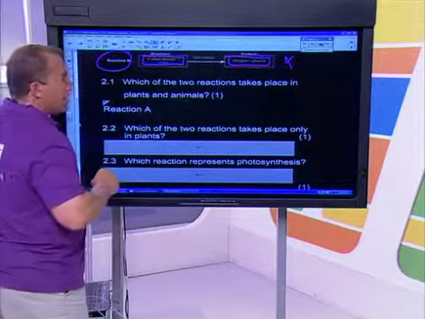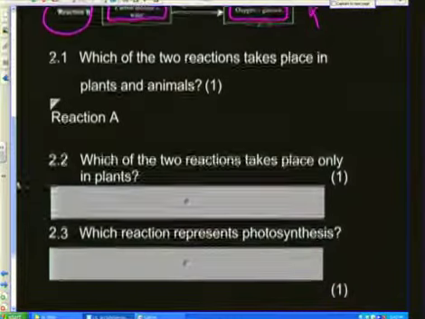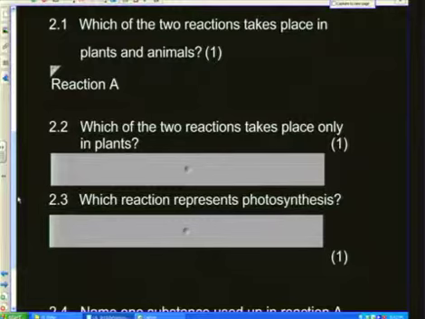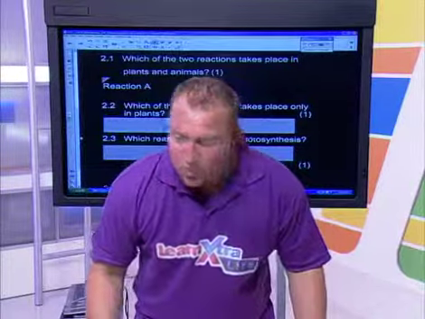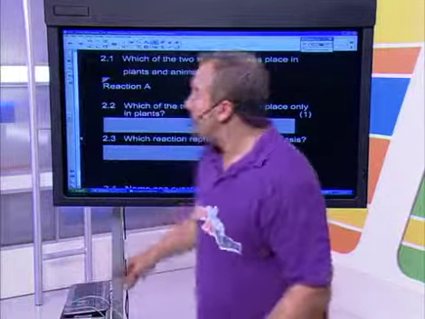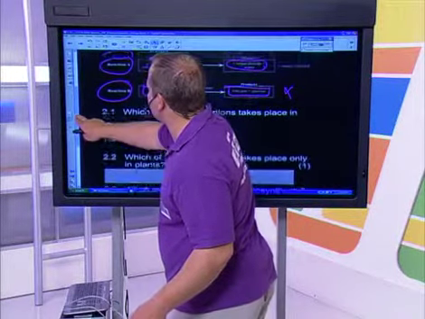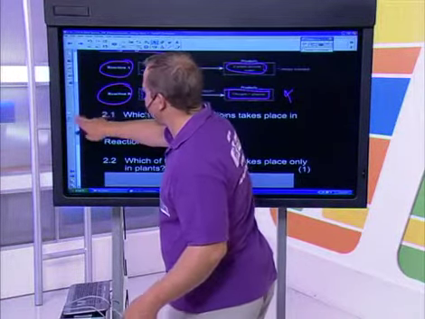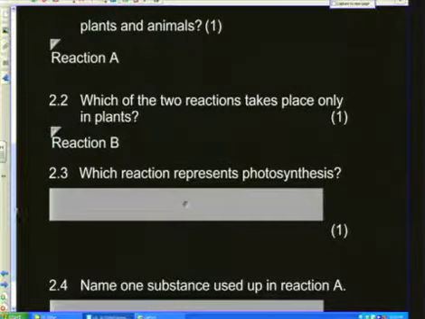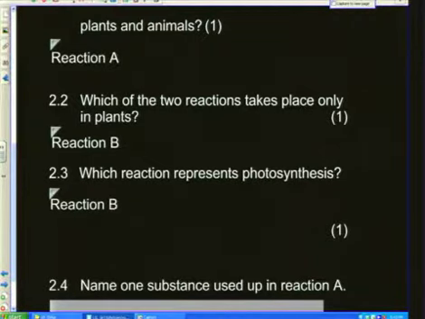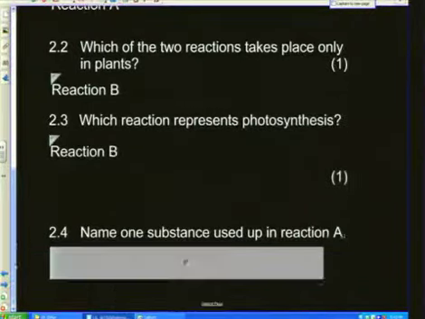Which of the two reactions take place in plants? Come, Looney, which one only takes place in plants? Photosynthesis. Which is number? I can't see. The B. B, clever girl. Has to be B. Very nice. Which reaction represents photosynthesis? B. Good one.